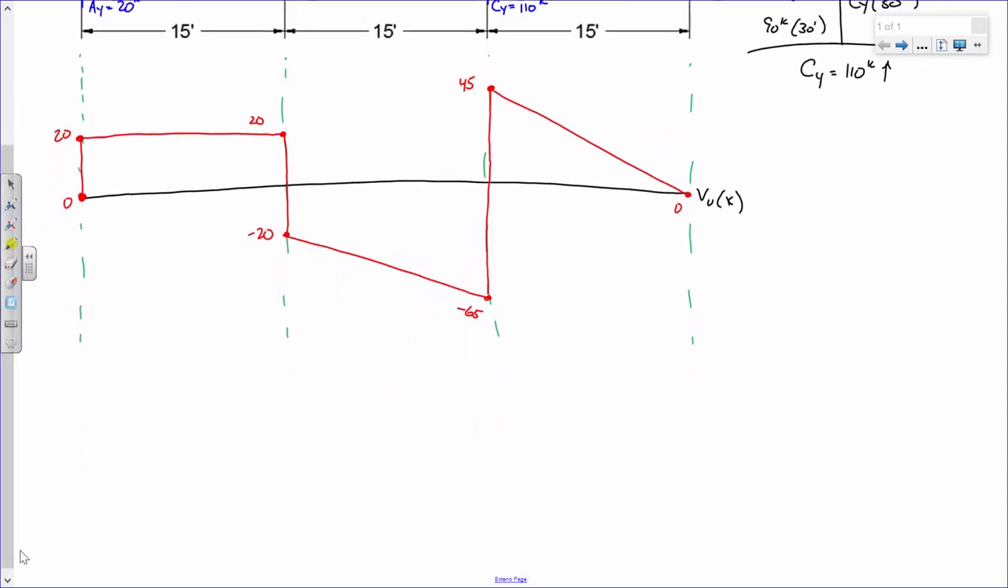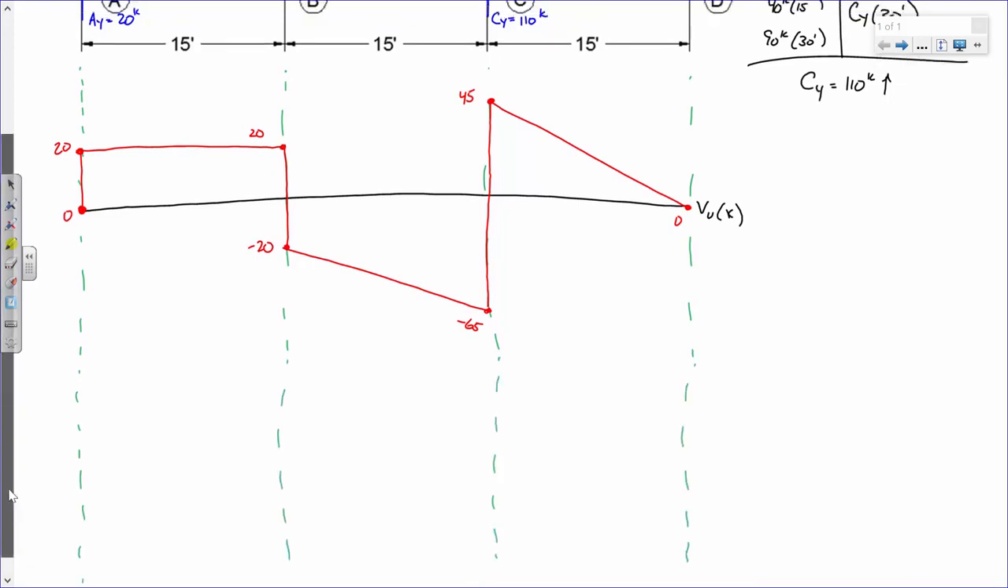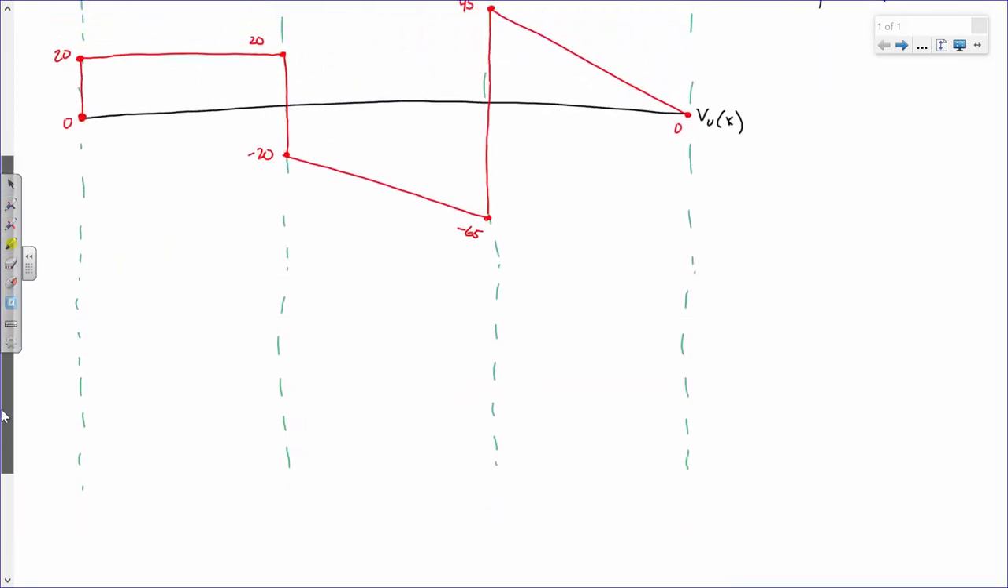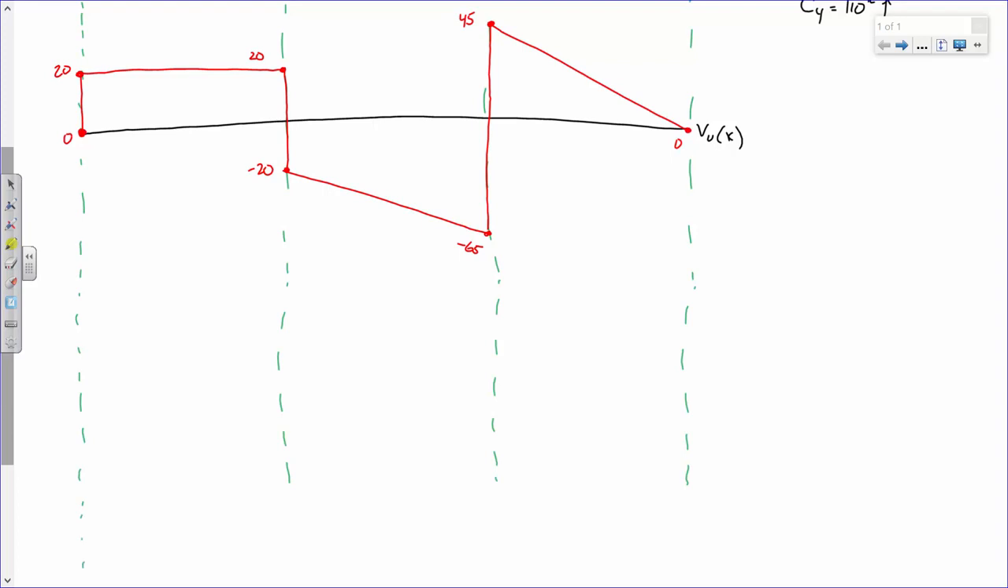How we doing? Now, what do I got to do to draw the moment diagram? Come on, guys. Not letting you off the hook on this one. So, we'll call it from left to right, region 1, 2, and 3. What's the area under region 1? 300. So that's positive 300. What about region 3 over there on the right? What's the area? 45 times 15 divided by 2, because it's a triangle. 337.5.